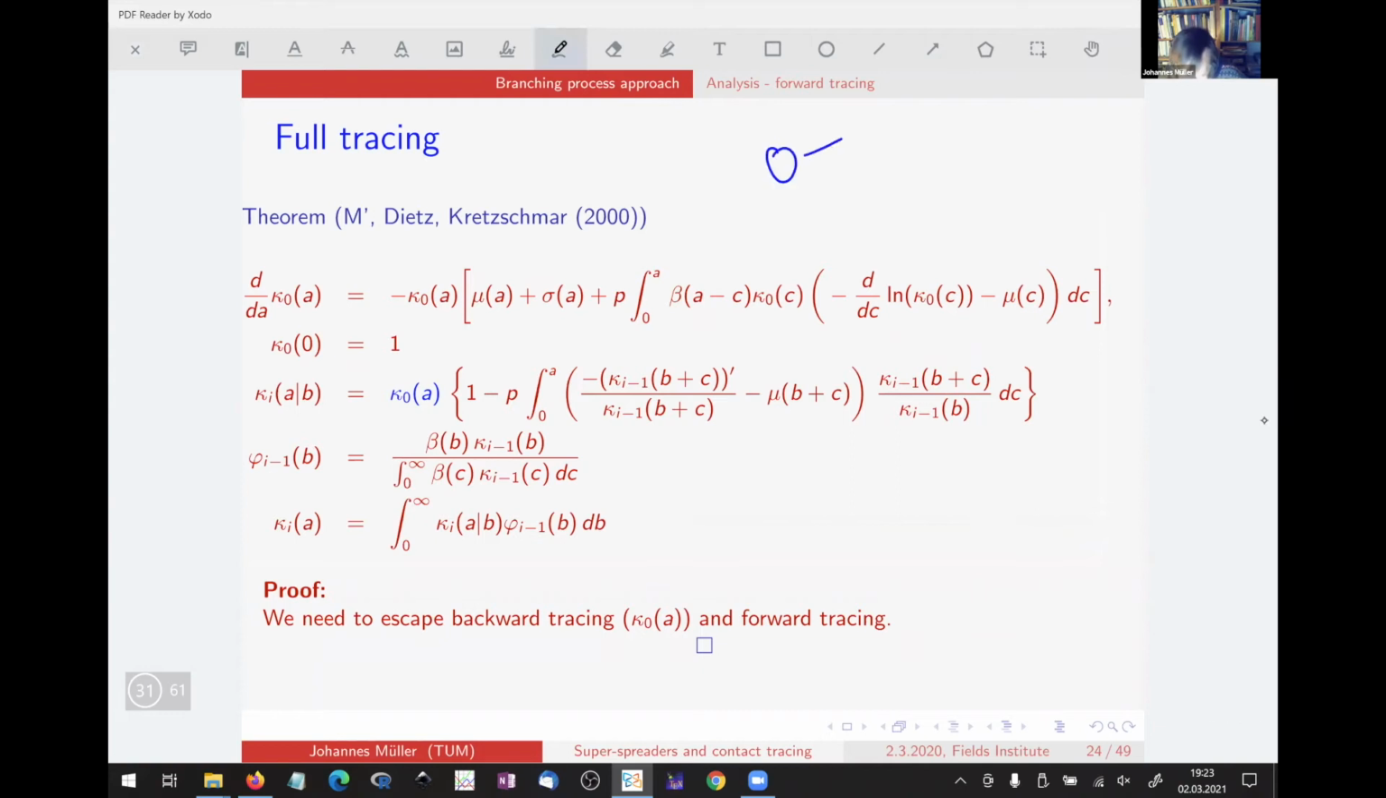We have patient 0. So that's generation 0, patient 0. He has the survival probability of kappa 0. Since this guy has no parent, there can be no forward tracing. So the survival probability of this guy is given by backward tracing only.